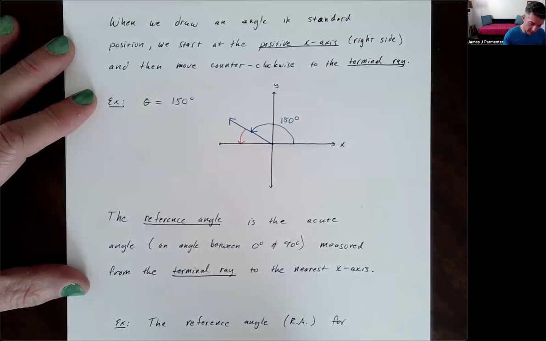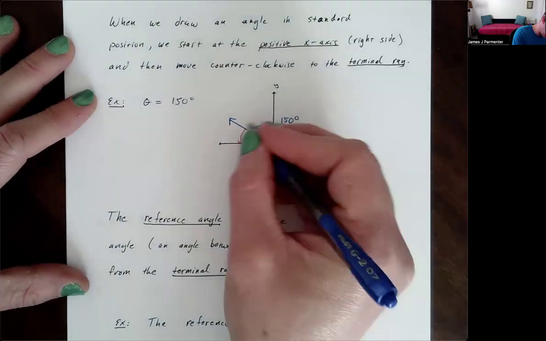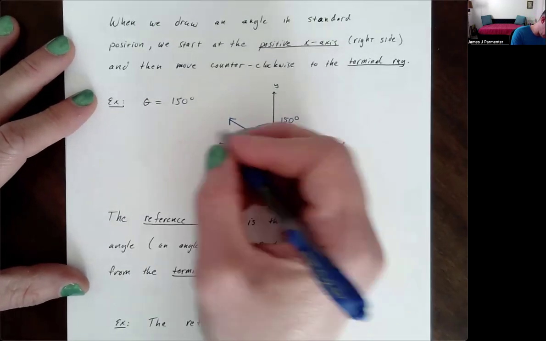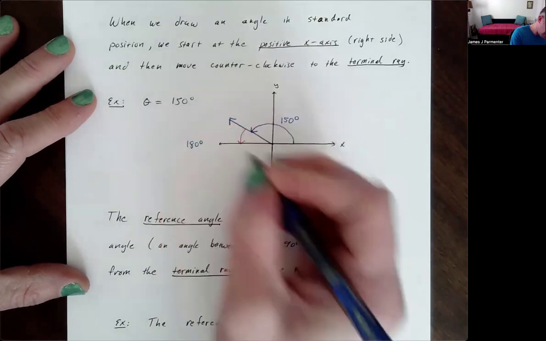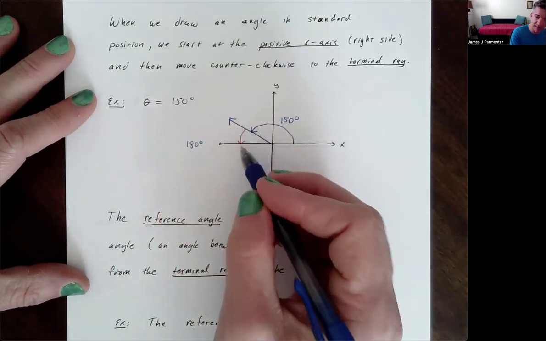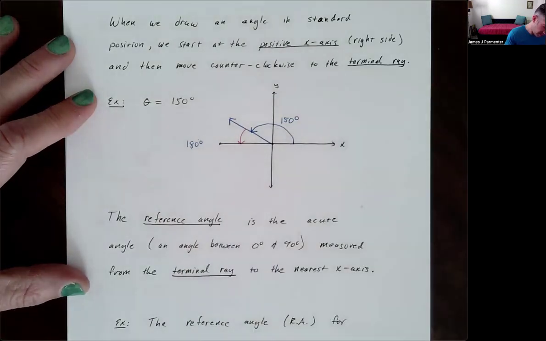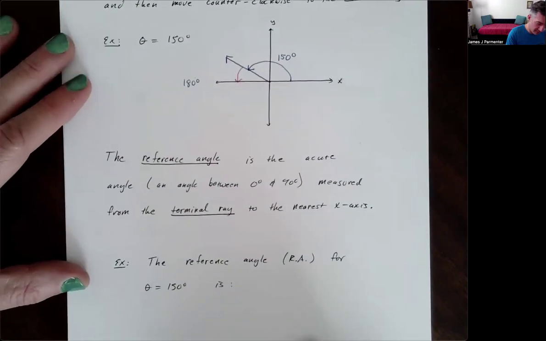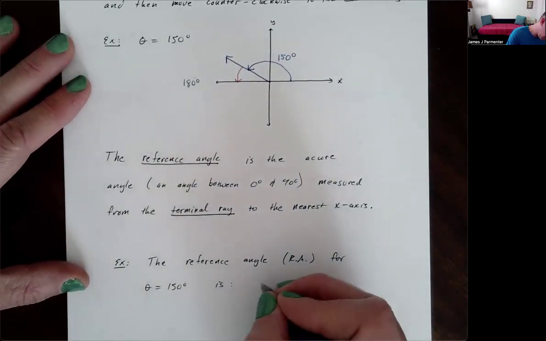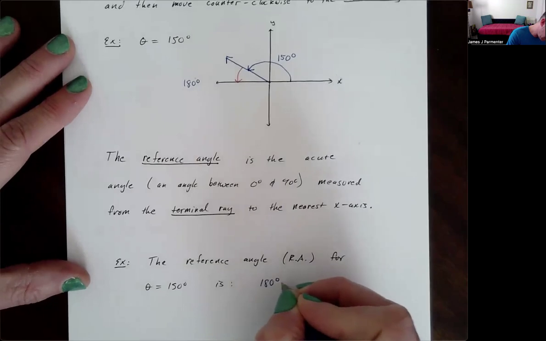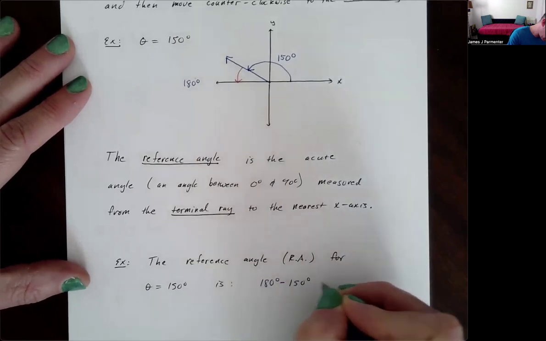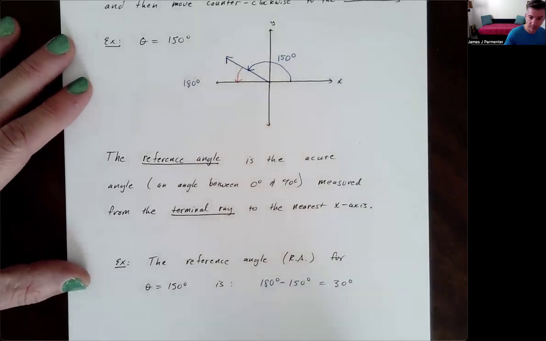That angle, well, if I went all the way around to the left side here, that's 180 degrees total. So this red angle here is going to be the difference between 180 degrees and 150 degrees. So here, we'd say that the reference angle, which we often abbreviate as RA, for 150 degrees is going to be 180 degrees minus 150 degrees, which is 30 degrees.